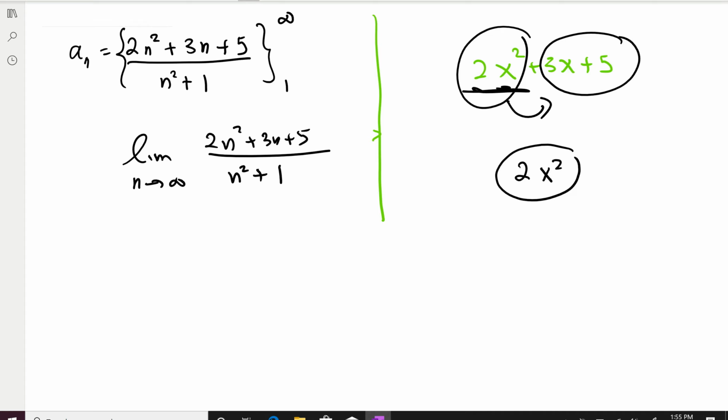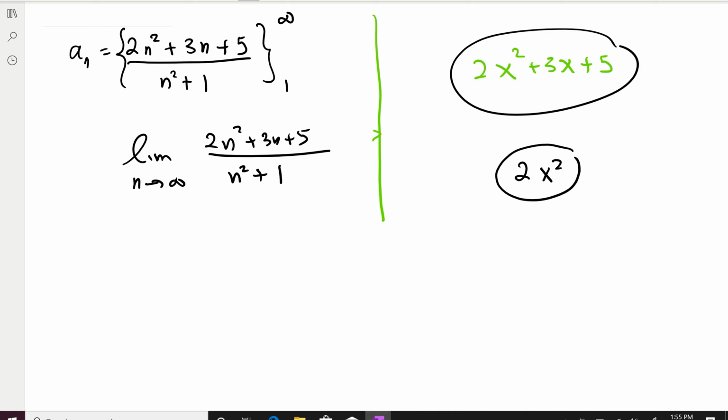What's 3005 compared to 2 million? Now think about, I just plugged in 1000. Think about plugging in even larger numbers, okay? So for every polynomial, there will be a dominating term. Okay, again I'm saying this polynomial for large x values will look like 2x square.